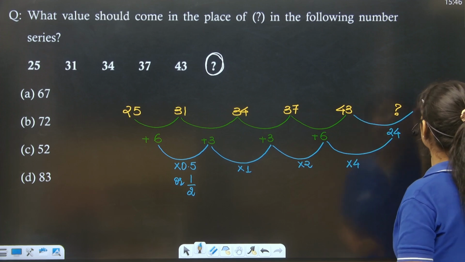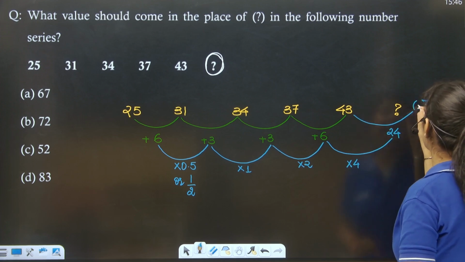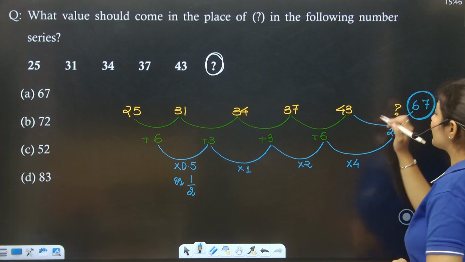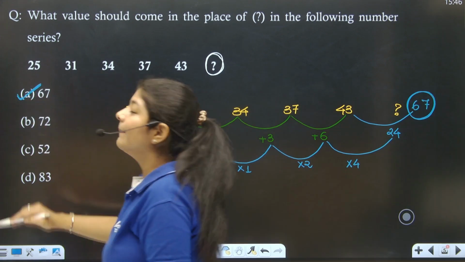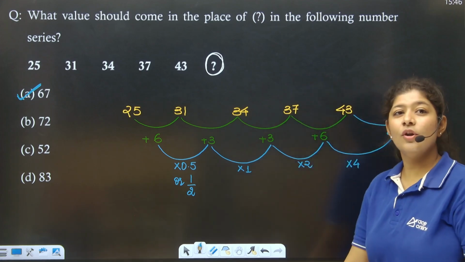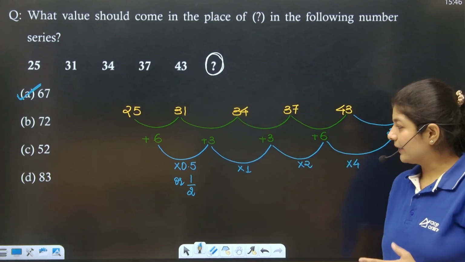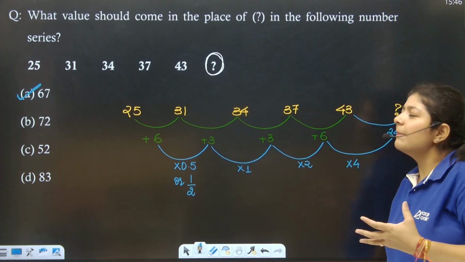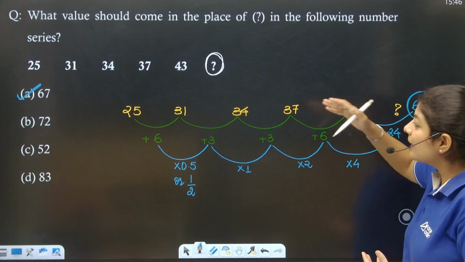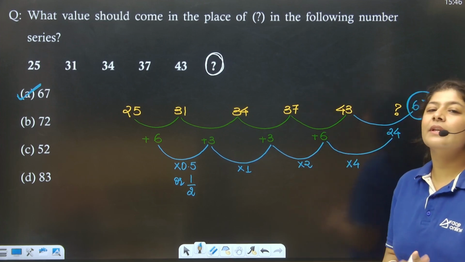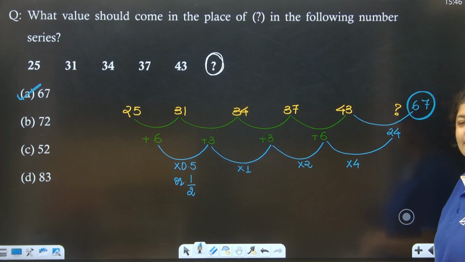So 3 and 4, that is 7, and here we are having 60. Are we having 67 in the option? Yes, we do have that. That means your option number A is the correct one. Clear? It's very simple. All you need to do is simply analyze the numbers that you are having carefully, and you can easily determine the answers, right?